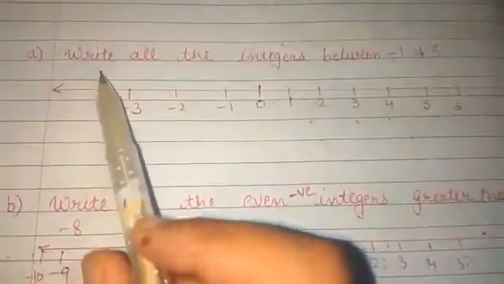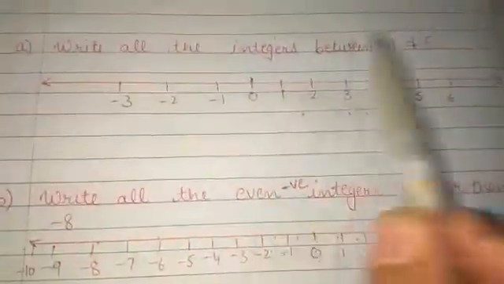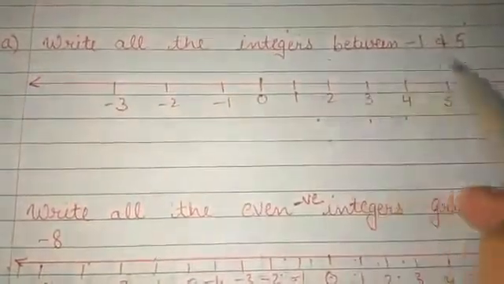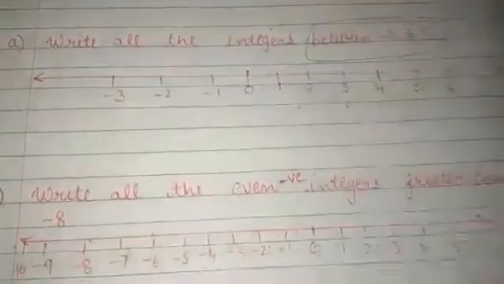The first question is: write all the integers between -1 and 5. Firstly, let us understand this statement. All the integers in between -1 and 5.